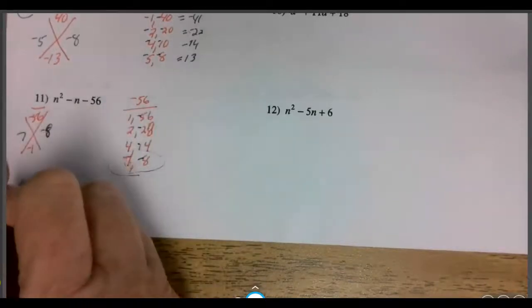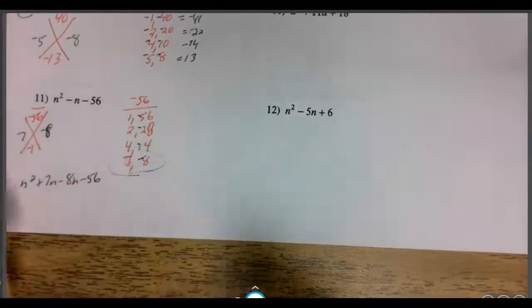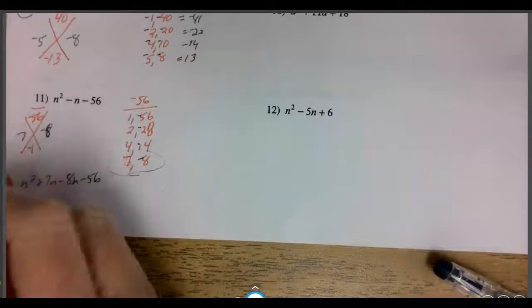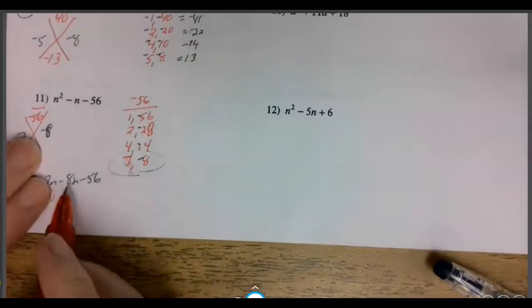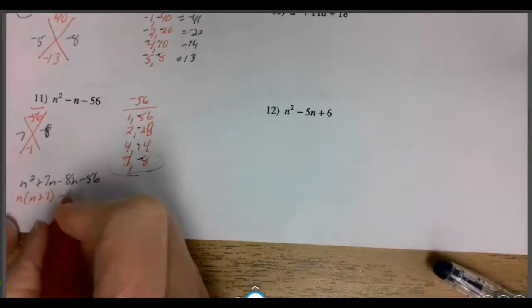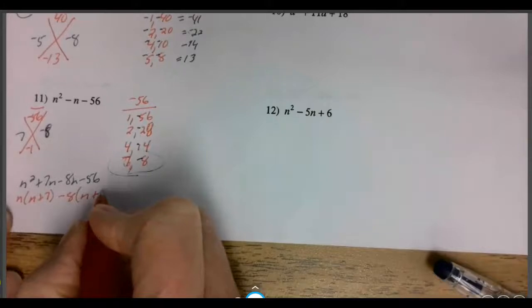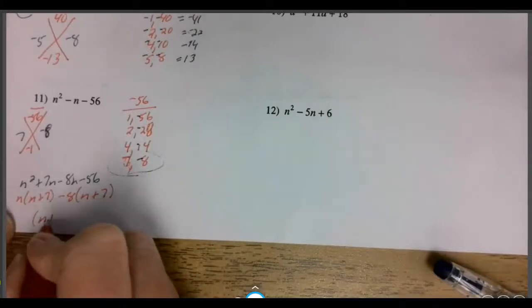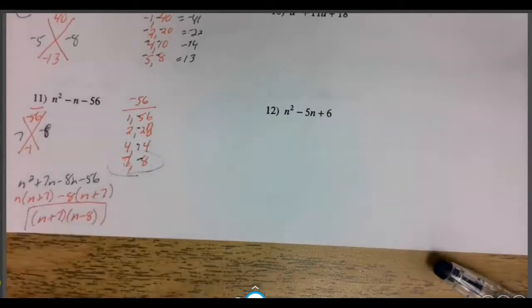Now write this in expanded form, n squared plus 7n minus 8n minus 56. So I'm going to factor by grouping, take out an n. Once again, third term is negative. So I'm going to factor out a negative 8, and I get n plus 7, which is what we want because it's the same in the parentheses. So n plus 7, n minus 8. There's our answer. Okay, good.